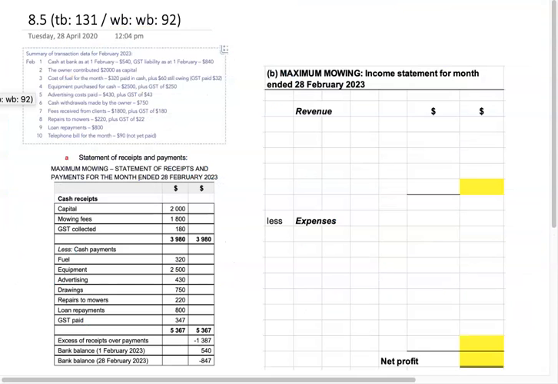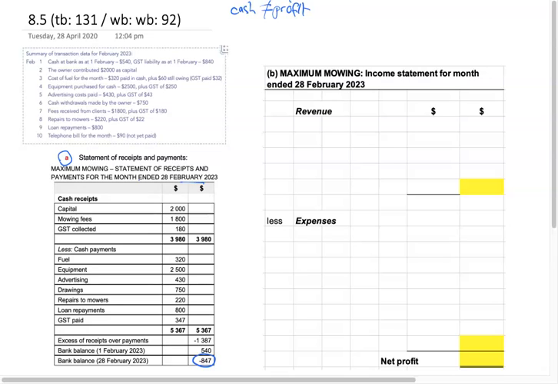So if you look at this, the very bottom section should look familiar because this is actually a much neater version of the statement of receipts and payments that we made just previously. This is our statement of receipts and payments for February, and you can see that we've come up with this exact same amount of the bank balance, which makes us pretty comfortable that it is correct. We now have to create an income statement. We know that cash does not equal profit.